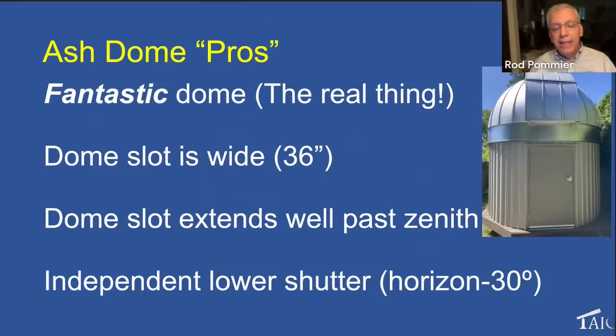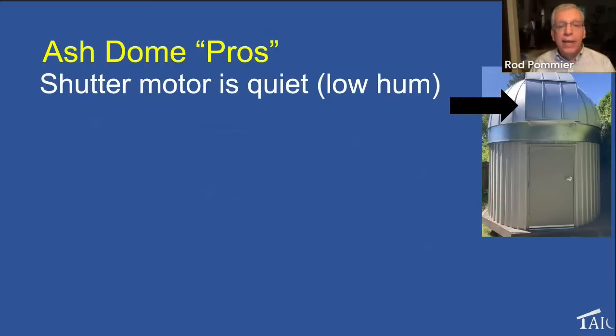One thing I like about this that the Pro Dome 10 didn't have: the Pro Dome 10 shutter started at the bottom and retracted all the way up to the top. This has two independent shutters. There's a lower shutter that covers from the horizon up to 30 degrees, and I'm rarely going to image below 30 degrees. So that provides more shielding from stray light and keeps much less ambient light in the dome.